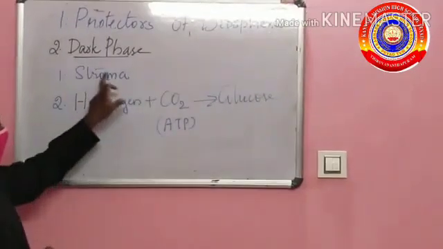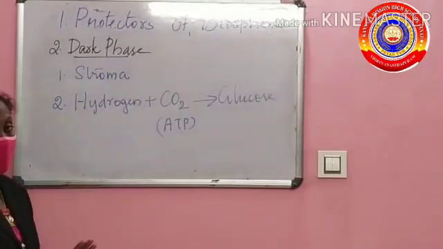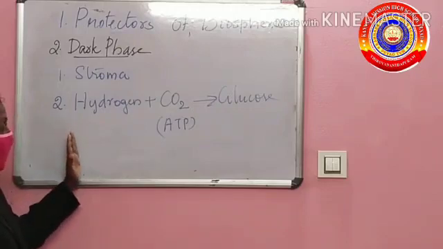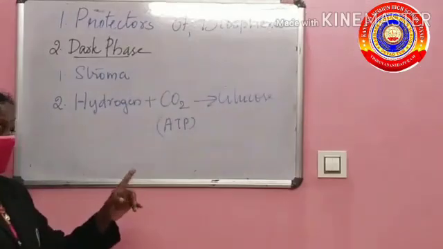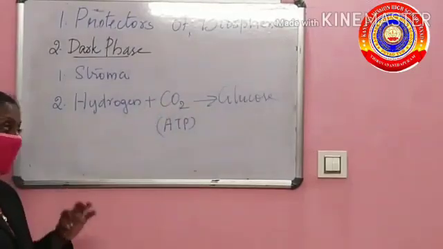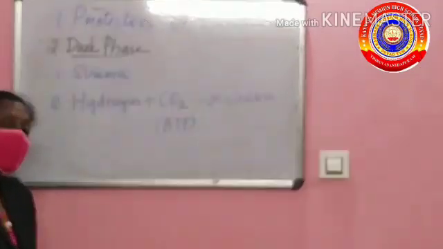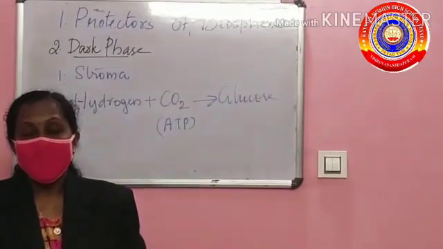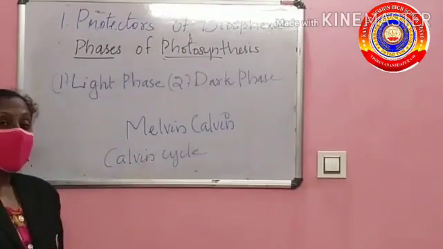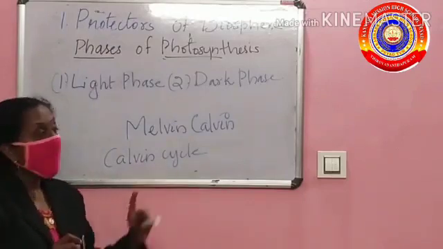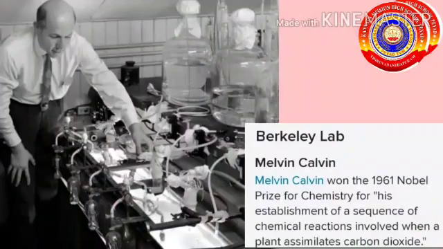Once again, dark phase takes place in the stroma of chloroplast. It doesn't need light. During this process, hydrogen, which is released from the first phase, that is light reaction, combines with carbon dioxide, which is present in the plant, and gives rise to glucose molecules. Dark reaction follows the light reaction. The dark phase was proposed by Melvin Calvin, so this process is also called the Calvin cycle. And for this, Melvin Calvin was awarded the Nobel Prize in 1961.